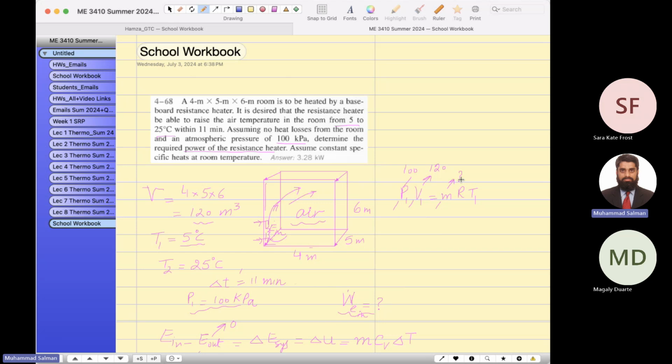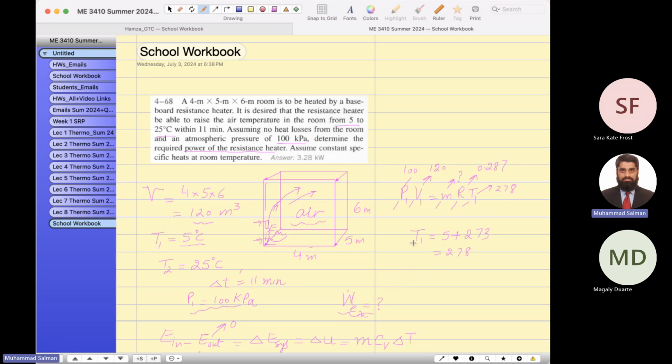We have to find out the mass of air. R can be found from the table, and this is 0.287 kilojoules per kilogram Kelvin. And now T1 is 5, but I will convert it into Kelvin, 278.